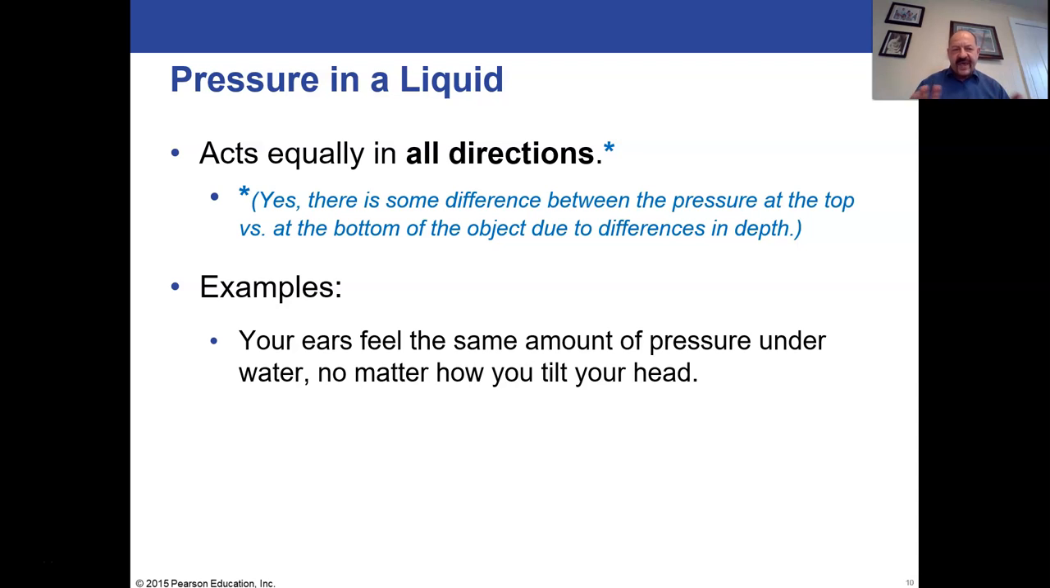Now, there's a little caveat to this. Yes, if you have a small object, there's a slight difference in the pressure at the top than there is at the bottom. There's a little more pressure at the bottom of a small object, but it's not that much difference if the height of that object is not that big. So we're going to assume that that's minor for now. But the pressure around the object, pressure is going in all directions at every point within a liquid.